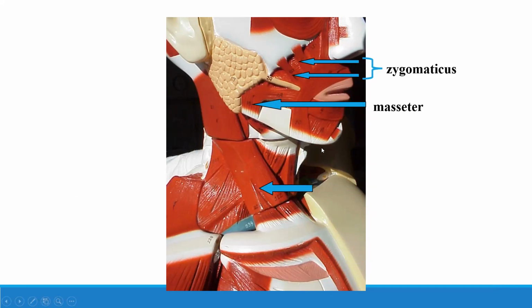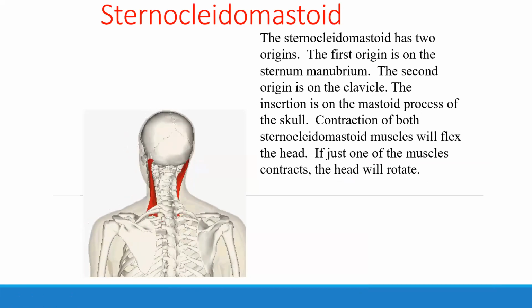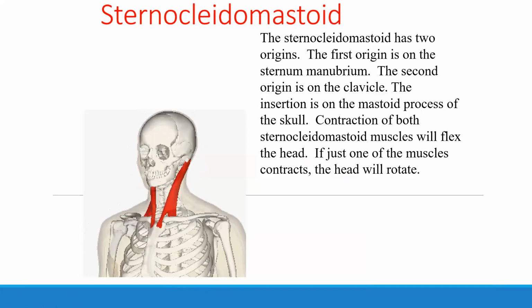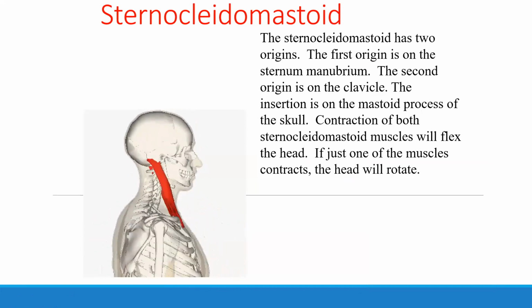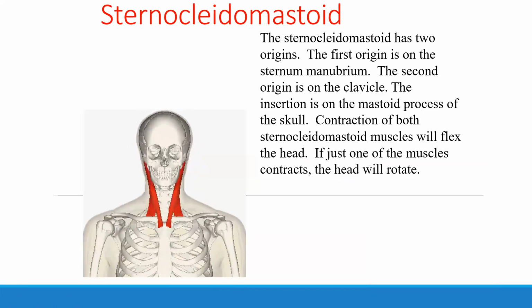Here we see the sternocleidomastoid. We can see its origin. One of its origins is down here on the clavicle, and the other origin is on the sternum, and it inserts back here at the mastoid process, that bump right behind our ear on each side. Sternocleidomastoid. So there we are. Origin on the manubrium of the sternum and on the clavicle. Inserts on the mastoid process.